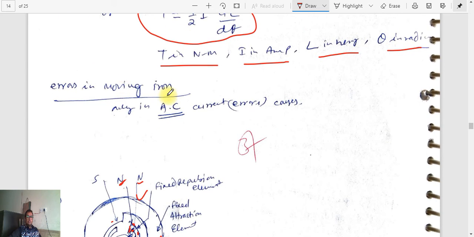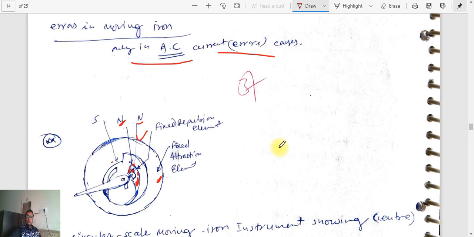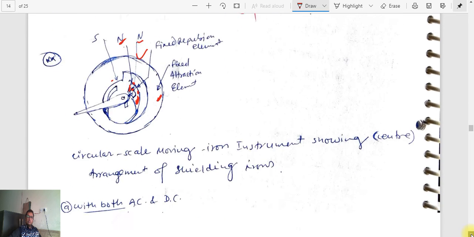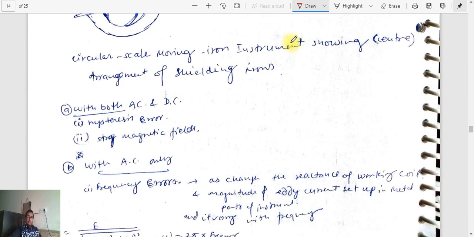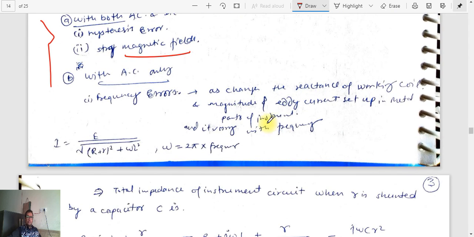What is the error in the moving iron? Actually, for AC there is an error. We can check here with both AC and DC. There is the hysteresis error, and the second is the stray magnetic field. And what about AC? The frequency error.